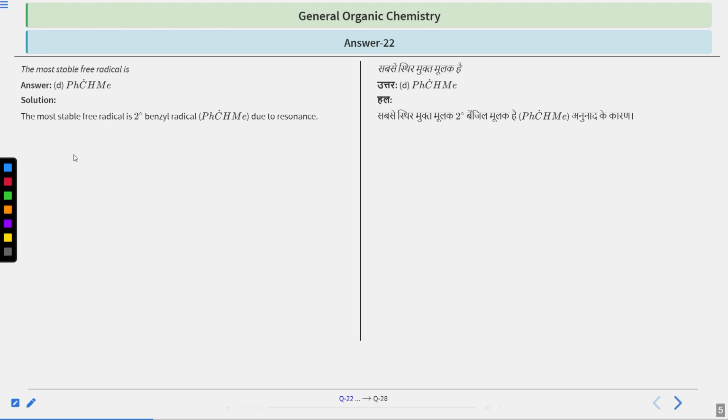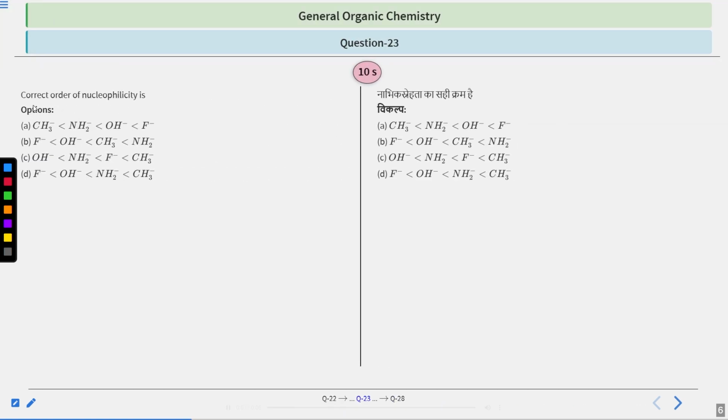Okay, let's move on to the next question. Question number 23. Correct order of nucleophilicity is. So you have to tell the correct order of nucleophilicity. Nucleophilicity means, you have heard about the word nucleophiles, right? So how strong the nucleophile is, is known as its nucleophilicity. So we have given some nucleophiles in increasing order, and you have to tell which order is the correct one.